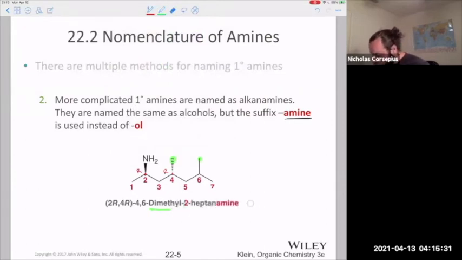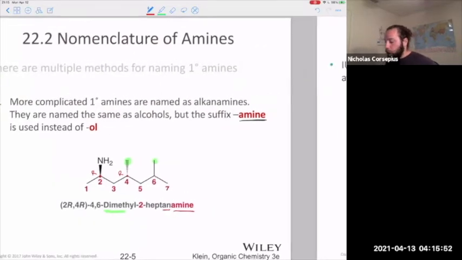And then 2-heptanamine, right? So I have the "an" in heptanamine, indicating that it doesn't have any double bonds in there. And then I have my suffix amine on the end. Okay, so that's how we go for nomenclature of amines.